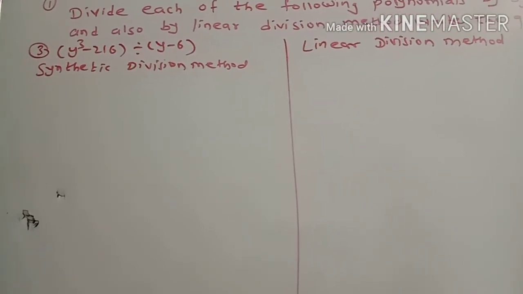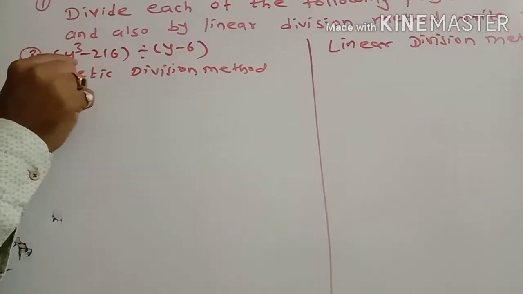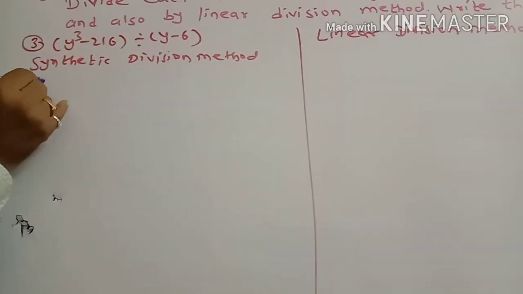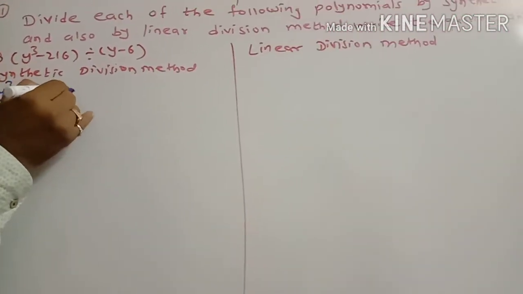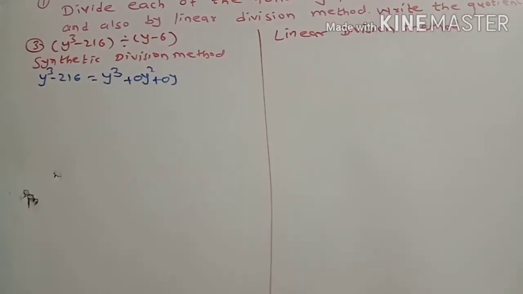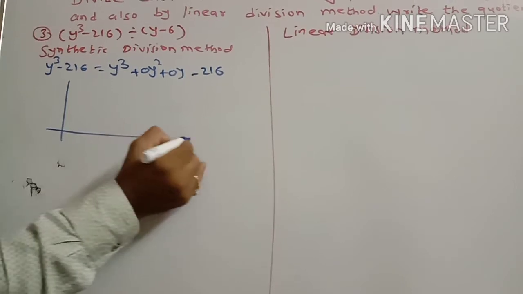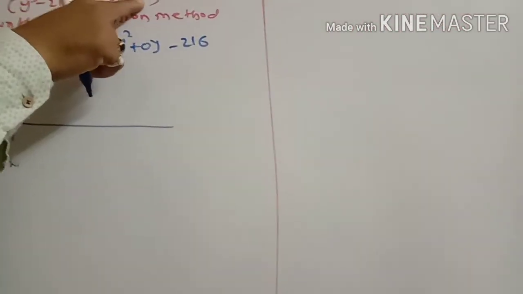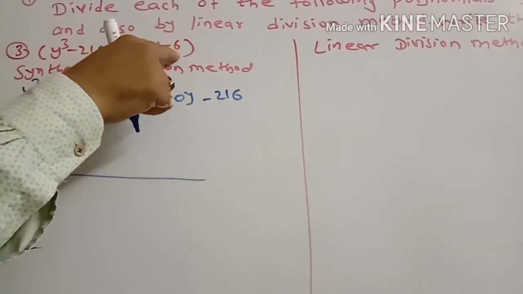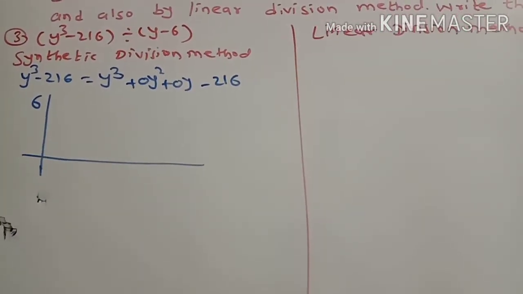Next example is y cube minus 216 divided by y minus 6. The dividend is not in standard form, therefore firstly we write the standard form of this y cube minus 216, that is y cube, and the missing terms we take as 0: y cube plus 0y square plus 0y minus 216. Now draw a vertical line and a horizontal line. Write the opposite of the constant term of the divisor. Minus 6 is the constant term. The opposite of this minus 6 is plus 6. Write this plus 6 to the left of the vertical line.